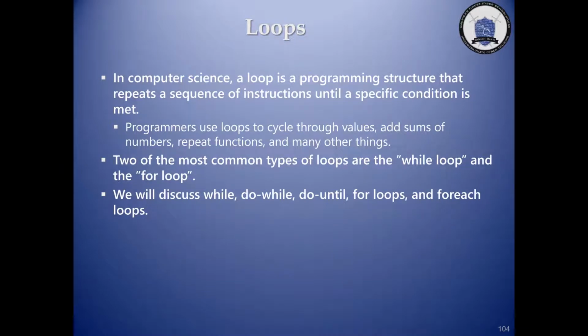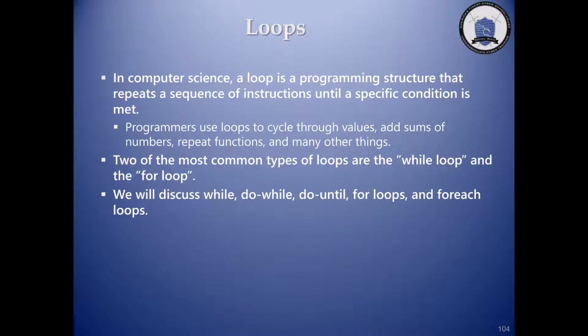So in computer science, a loop is a programming structure that repeats a sequence of instructions until a specific condition is met. So again, you're going to run into loops a lot. Anytime you program, you're going to be doing loops because there's a lot of times whenever you need to do something a certain amount of times, or it needs to be repeated a certain amount of times. All right, so again, you're going to use loops to cycle through values, to add maybe sums of numbers, repeat different functions, do a lot of various things.